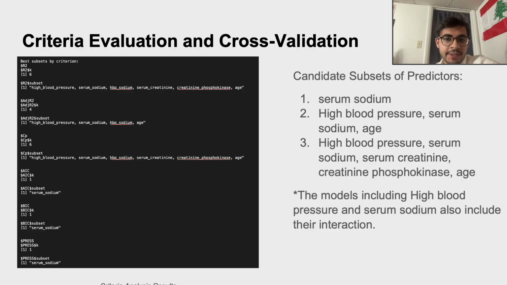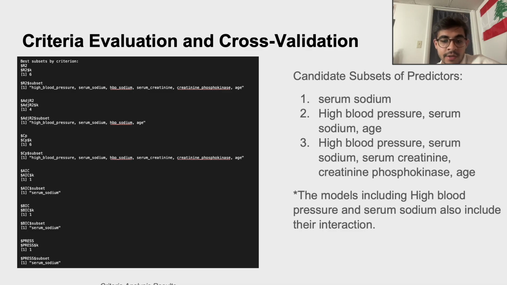Now, using the criteria mentioned beforehand, we narrowed the candidate models down to 3 subsets of predictors. The first one only includes serum sodium, and this was suggested by AIC, BIC, and PRESS. A second included high blood pressure, serum sodium, age, and of course the interaction between high blood pressure and serum sodium.